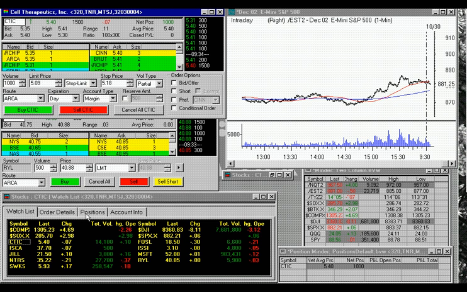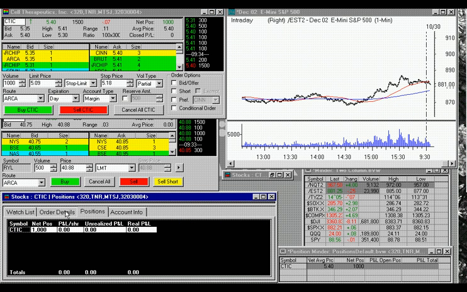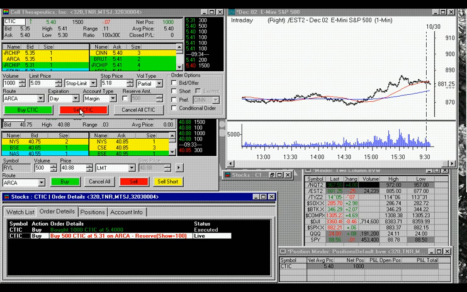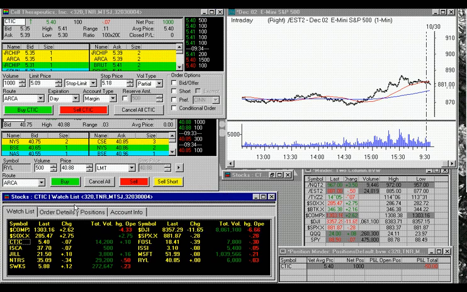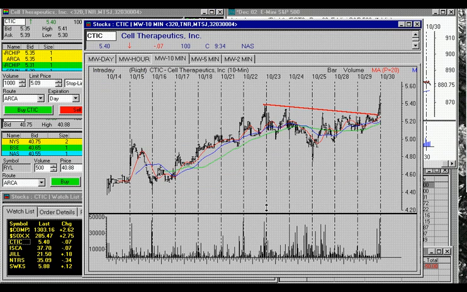So I'm going to open up my order positions again, my order details in here, and you're going to see that I'm going to send this order to sell 1,000 shares with a stop price at $5.18 with a limit at $5.09. So now that's in there. We don't really have to worry about that trade so much now because we're in it. We're going to let the market decide what's the right course of action for this stock.